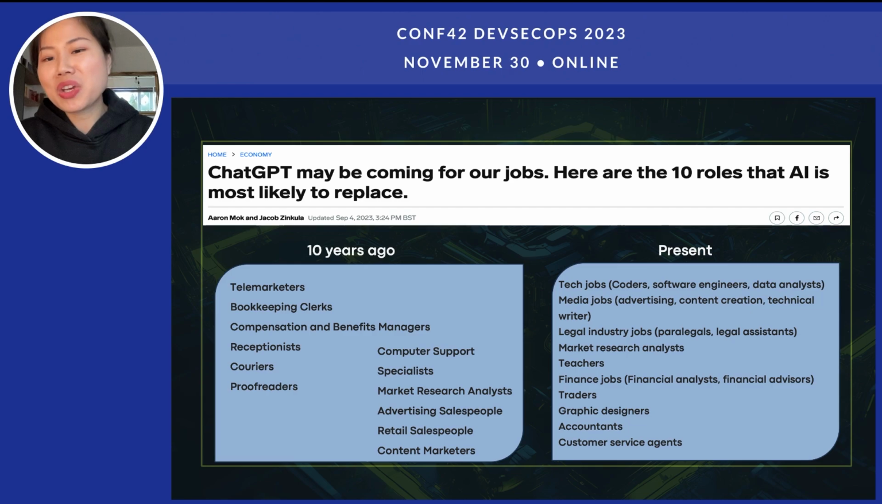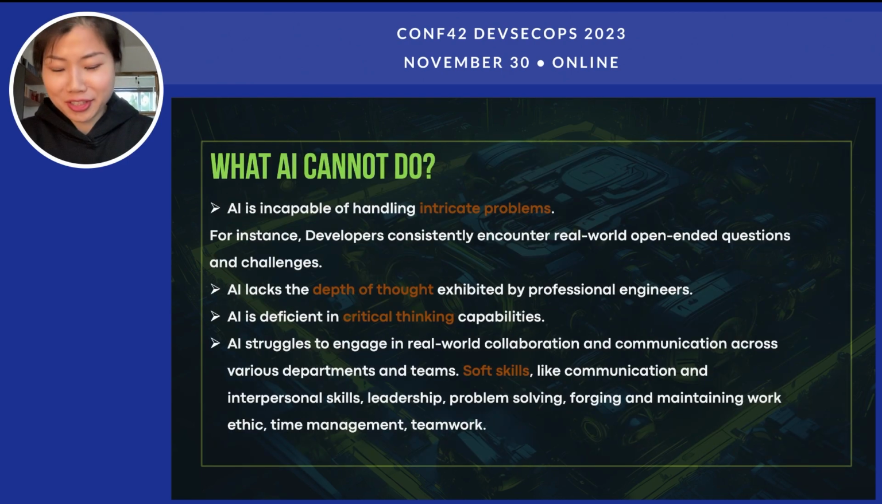And also the legal industry jobs, for example, paralegals, legal assistants, or market research analysts, also teachers, and also finance jobs like financial analysts and financial advisors, and also stock traders, graphic designers, accountants, customer service agents. But for our DevOps, we will focus on software engineers.